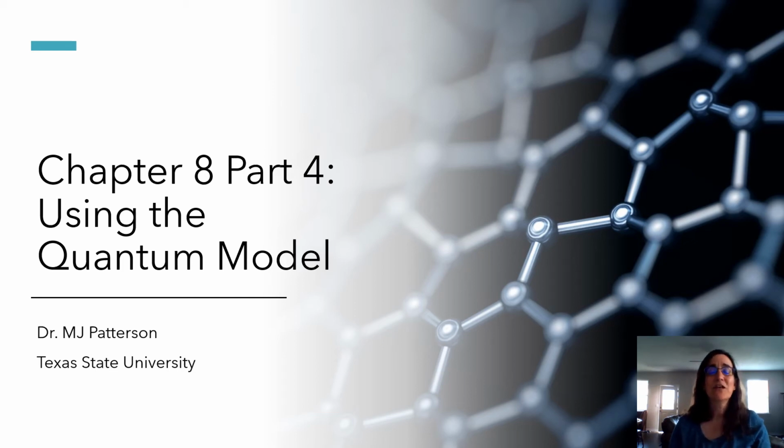Hi, Bobcats. We're going to take a look at some of those solutions to the Schrodinger equation that have been developed, and we're going to take those solutions and use them to figure out where the electrons are in an atom.